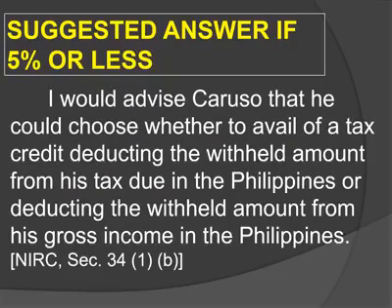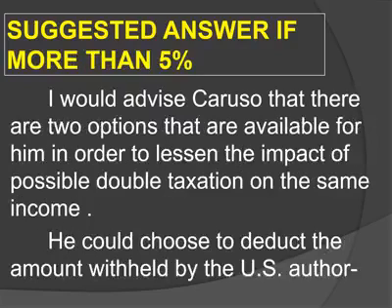I would advise Caruso that he could choose whether to avail of a tax credit, deducting the withheld amount from his tax due in the Philippines, or deducting the withheld amount from his gross income in the Philippines. So take note of that. One sentence, perfect answer. More than 5, expand. Notice the similarity of this with the other problem you've seen previously.